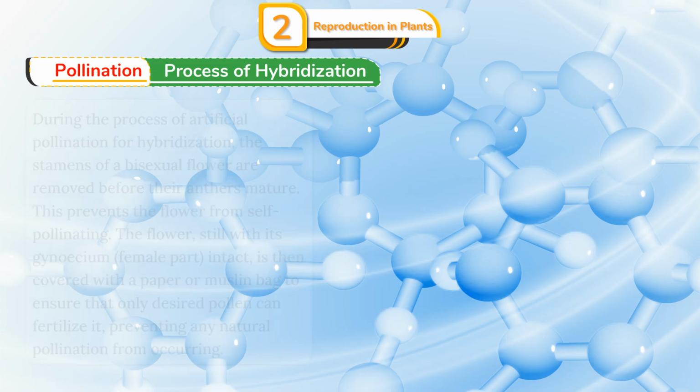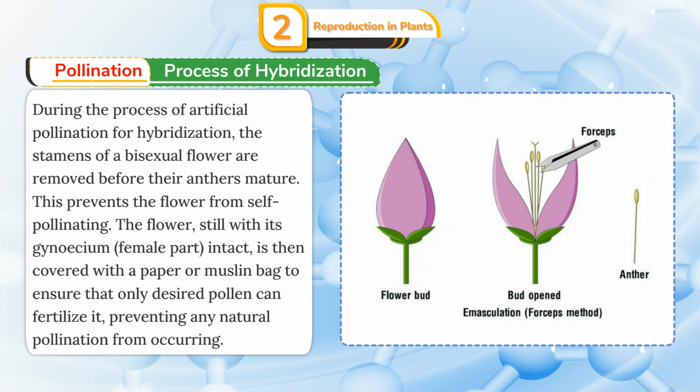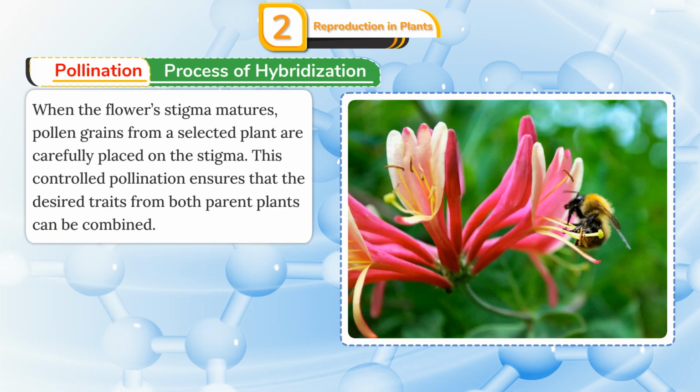Process of hybridization. During the process of artificial pollination, for hybridization, the stamens of a bisexual flower are removed before their anthers mature. This prevents the flower from self-pollinating. The flower, still with its gynoecium, the female part, intact, is then covered with a paper or muslin bag to ensure that only desired pollen can fertilize it, preventing any natural pollination from occurring.